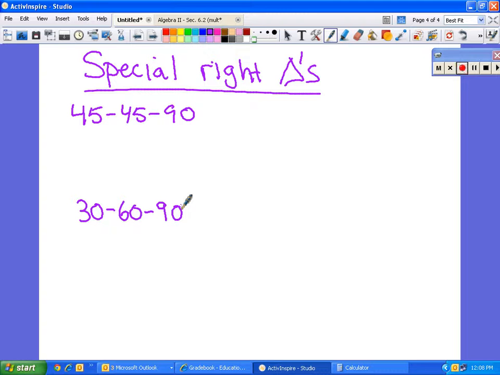Now, when we talk about this, these refer to the measures of the angles. So these are special right triangles where my two legs, the angles are 45 degrees, and then the right angle is 90 degrees. And then we have a triangle where it's a 30, 60, 90 degree triangle. What's nice about this is there's a special relationship between the sides that lets us calculate length very easily. And these triangles are in a special ratio.